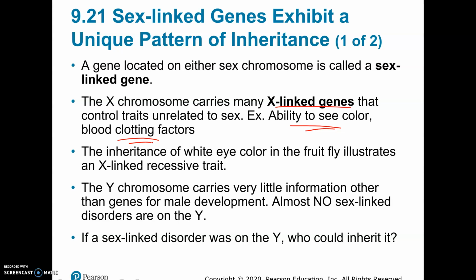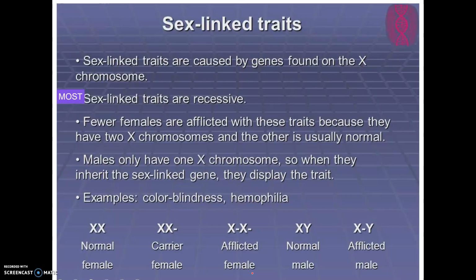Now, if a sex-linked trait was on the Y, who could inherit it? Well, pretty much only guys could inherit it. And if a guy had it, so if you had XY and some kind of a trait on the Y, he would basically give it to all his sons. Every son he had would get that Y chromosome from him that carried that bad trait. But he would never, ever give it to a daughter, right? Because he would give his X to make a daughter.